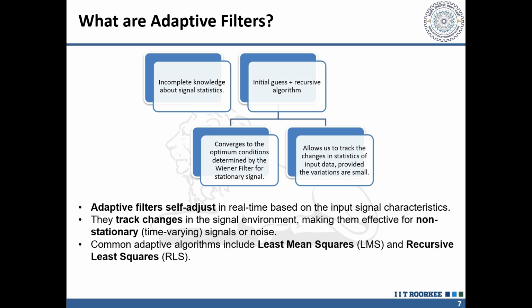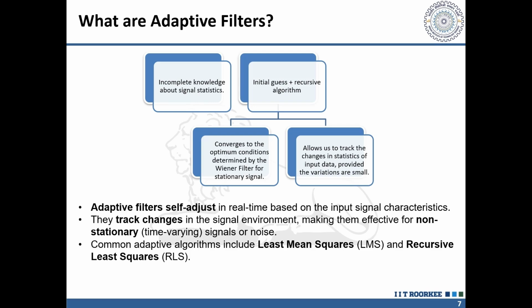Adaptive filters are self-adjusting and change their filtering parameters based on the input characteristics in real time, which is what makes them adaptive. This allows them to track changes in the signal environment, making them effective for applications where the signal or the noise is non-stationary, that is, time varying. Some commonly used adaptive algorithms include the least mean squares and the recursive least squares algorithm. Later on, we'll be focusing primarily on the least mean squares algorithm.